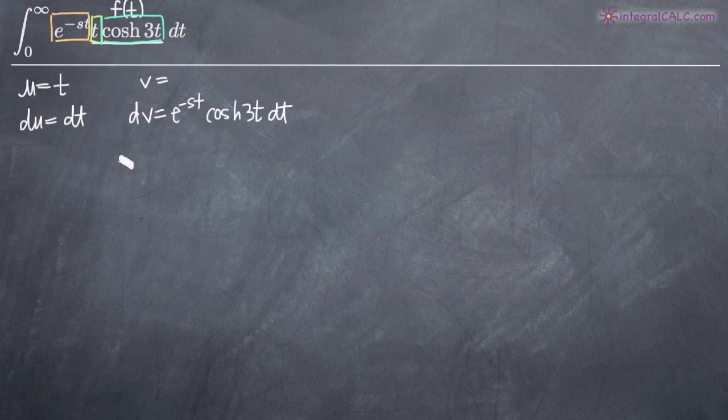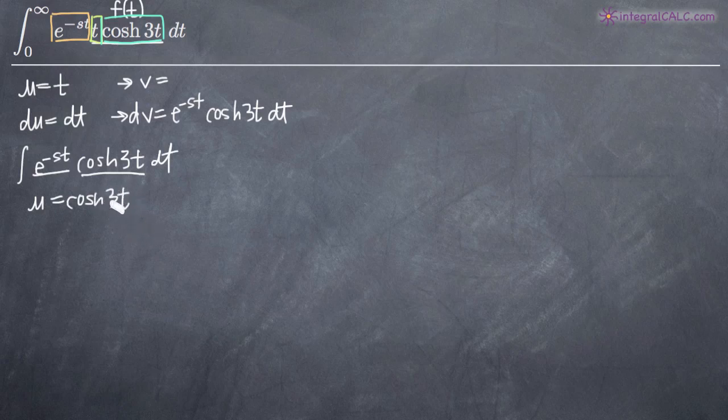That's going to take us a little bit of time, but I want to show you guys how to do that. So we're looking at the integral of this dv in order to find v. We're going to find the integral of e to the negative st cosh 3t dt. In order to do that, we're going to need to use integration by parts again, because now we have two functions, e to the negative st and cosh 3t. So we'll set u equal to cosh 3t, and in these kinds of problems you should almost always set u equal to the trigonometric function. And then we'll set dv equal to e to the negative st dt.